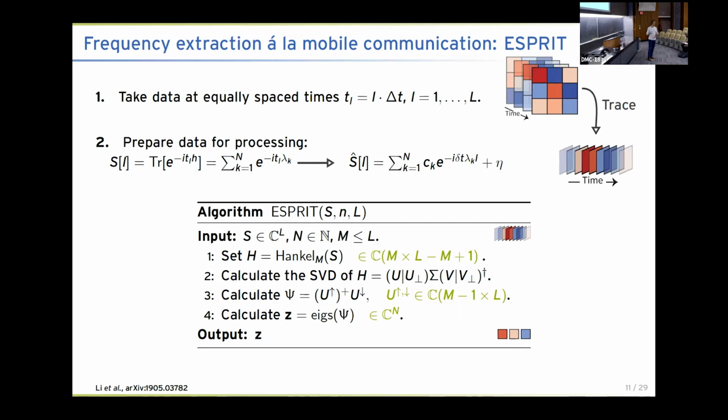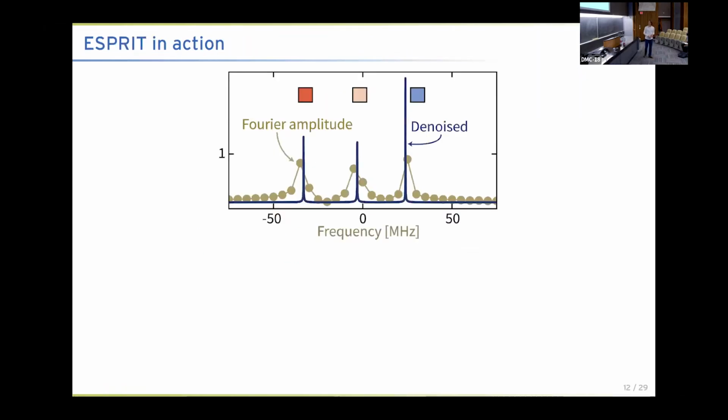And, you know, I do some SVD, and in the end, I calculate eigenvectors, and that's going to give me the frequency. So it's a very simple algorithm that takes like 3 lines of code. Okay, so now this algorithm is super resolving in the following sense.